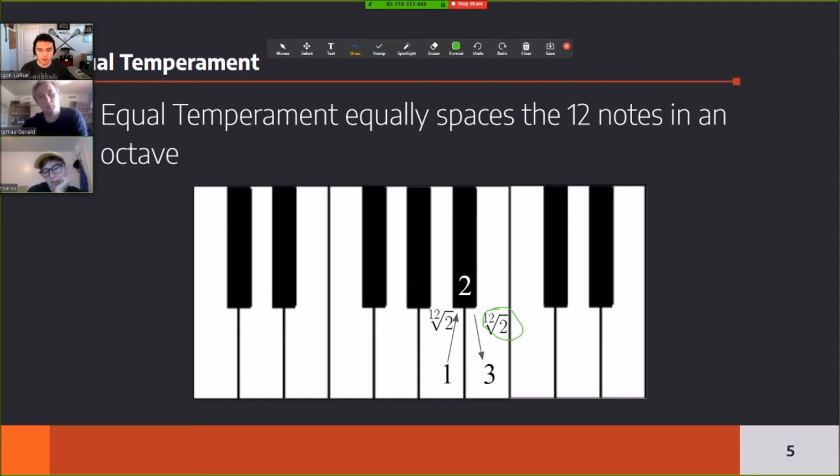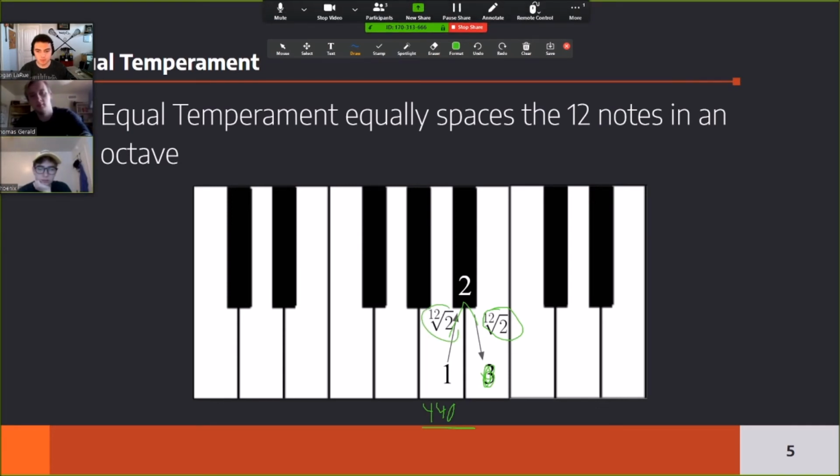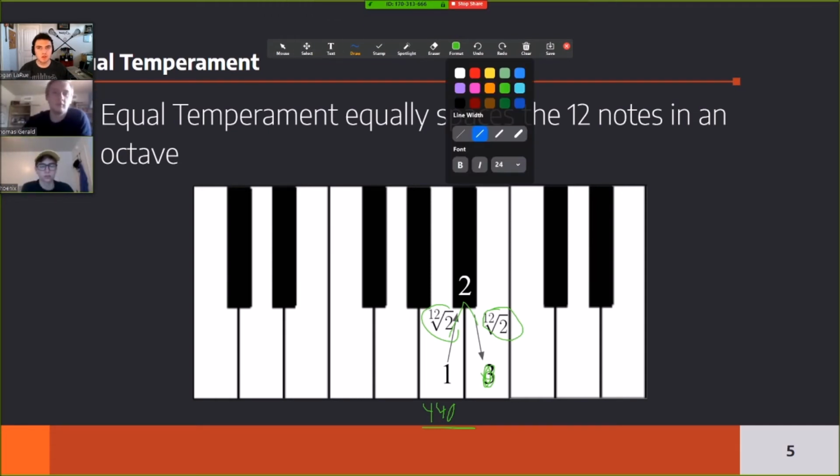And so if we have the note A, which we know is 440 hertz, and we want to find B right here, each half step you multiply by the 12th root of 2 to find the frequency. So if I have the frequency of A, 440 hertz, and I want to get B, that's 2 half steps. So it's going to be 440 multiplied by the 12th root of 2 squared, one for each half step.